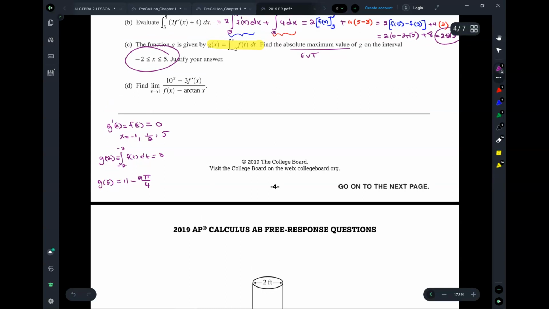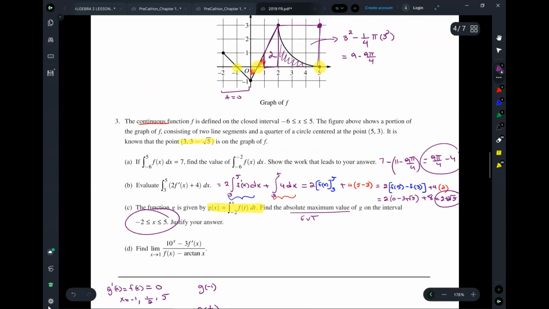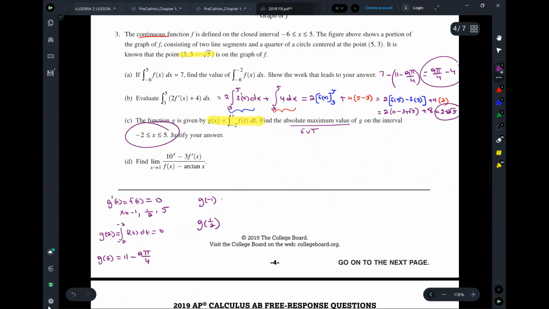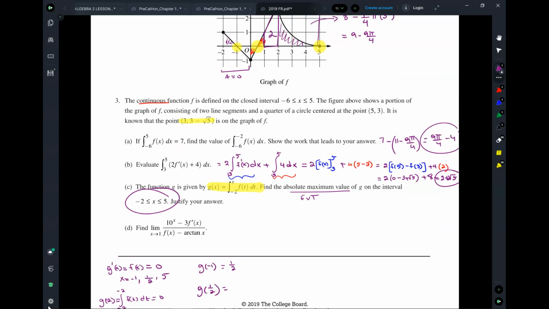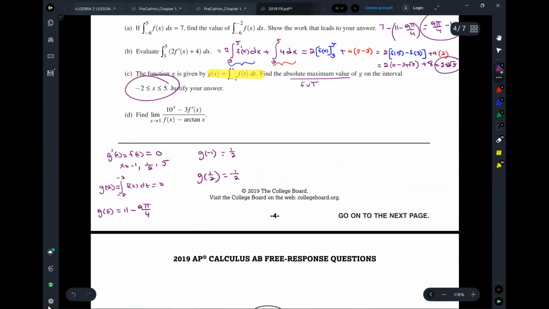Now, you also have to do g of -1 and g of 1/2. It's a half, right? The area until -1 is a half. And then what's g of 1/2? So the area until the 1/2 here. These are 0, another -1/2. So what's the highest number we got here? That's definitely this 11 minus 9 pi over 4. That's much bigger than 0 and a half and a -1/2.